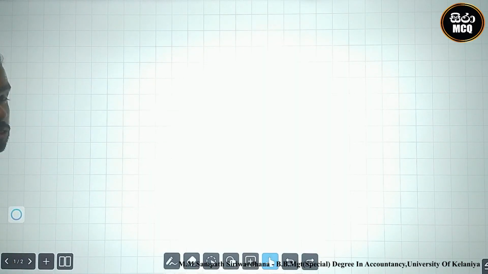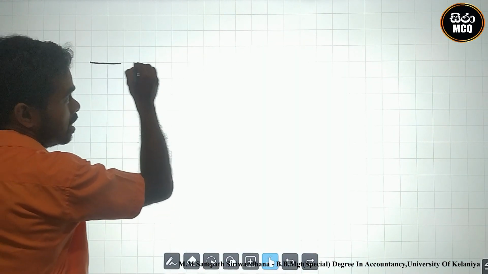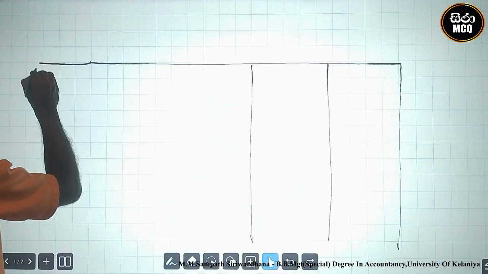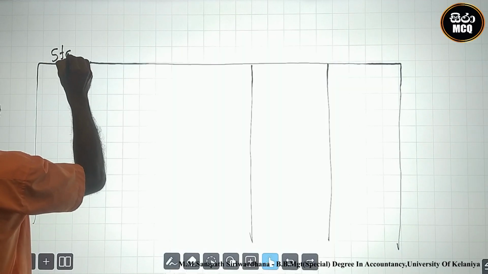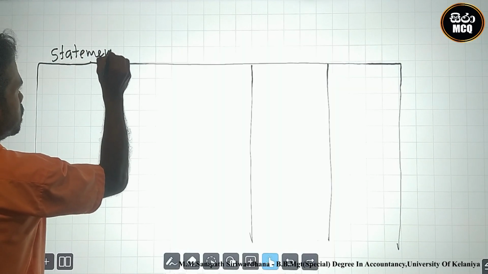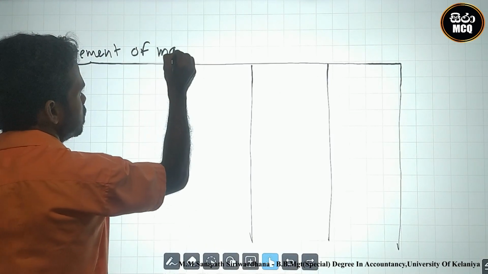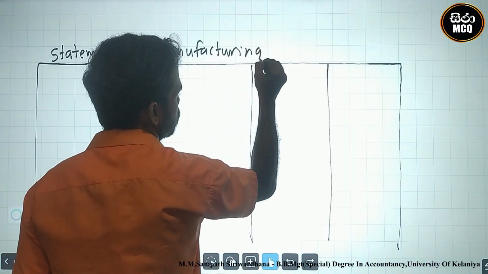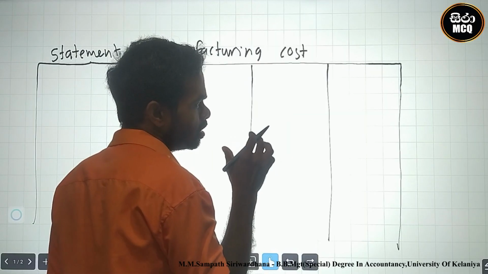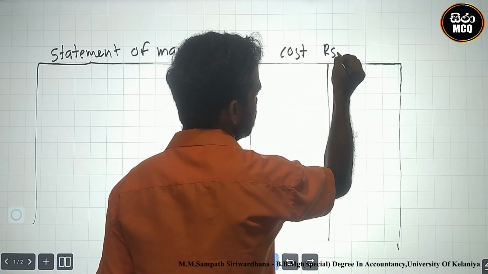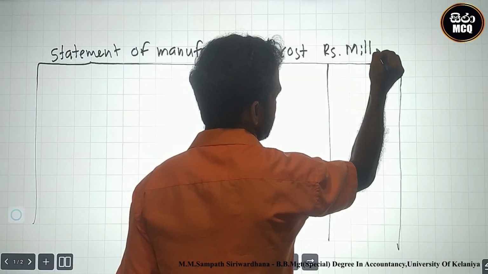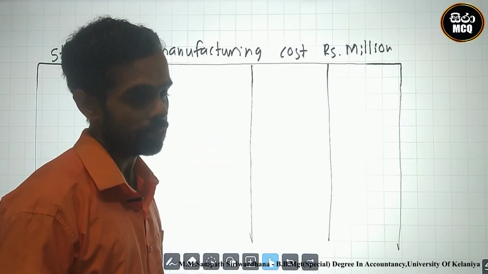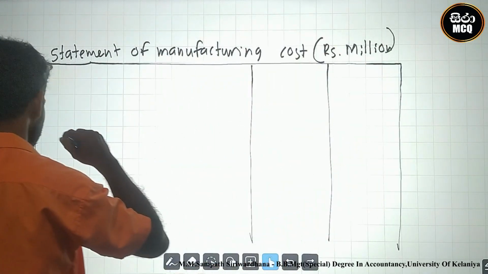structure of the manufacturing account. Look here, this is the statement of manufacturing account, the manufacturing statement, the statement of manufacturing cost. This question is related to millions. There is rupees million. All information and all values are supplied in millions. Okay, let's see what the guideline is.